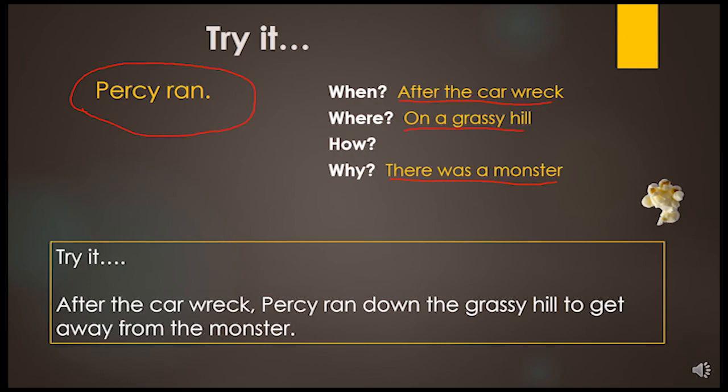So here we have the when part. After the car wreck, that's our when. Percy ran. There's our simple sentence. Where did he run? I had on a grassy hill, but I just put down the grassy hill. Why? There was a monster. So to get away from the monster. There you go. I've taken this tiny simple sentence, and now I have turned it into a quality, complex sentence.